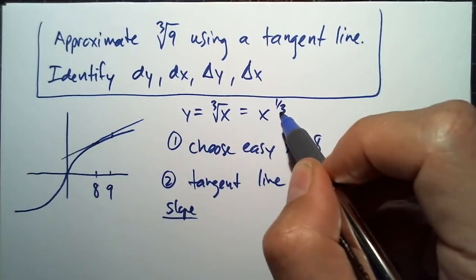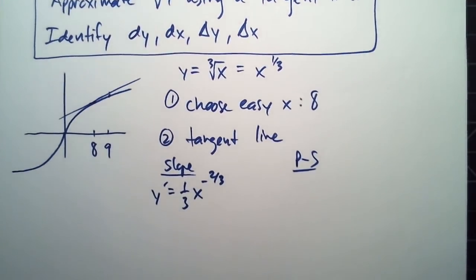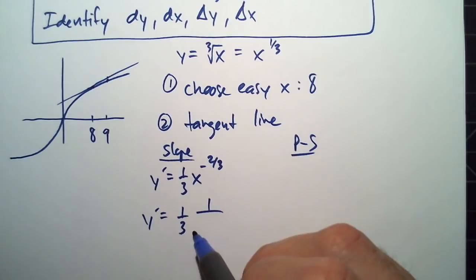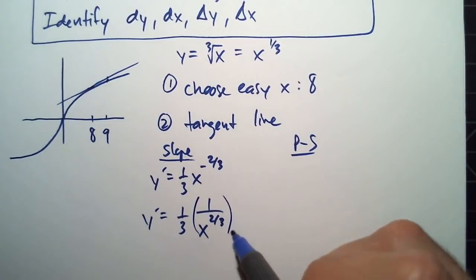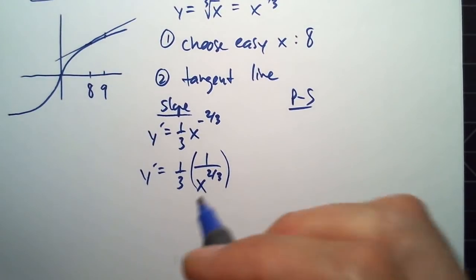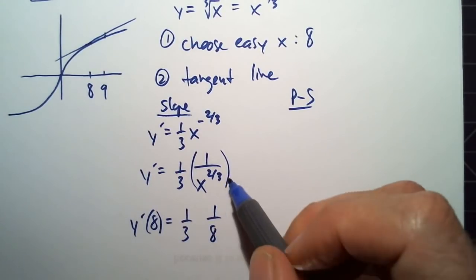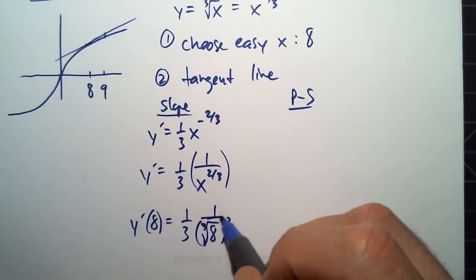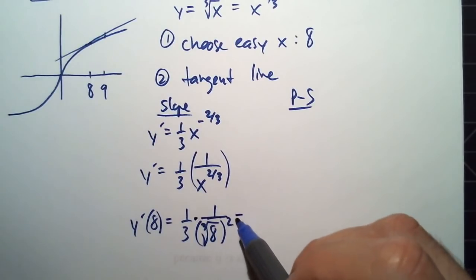Remember that this is x to the 1/3, so we'll have y prime equals 1/3 x to the negative 2/3, using the power rule, multiply and subtract. This is going to be x to the 2/3. Let's evaluate that at 8. Y prime of 8. And this is going to be the cube root and then square it. Cube root of 8 squared. So 2 squared is 4. We get 1/12.